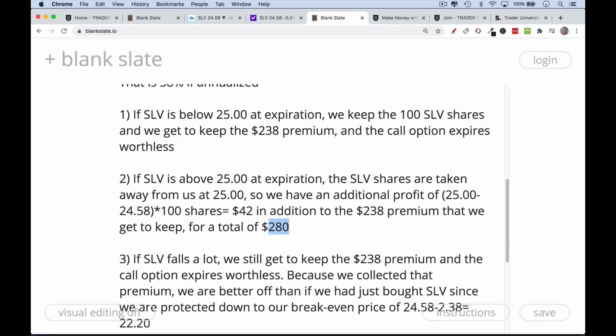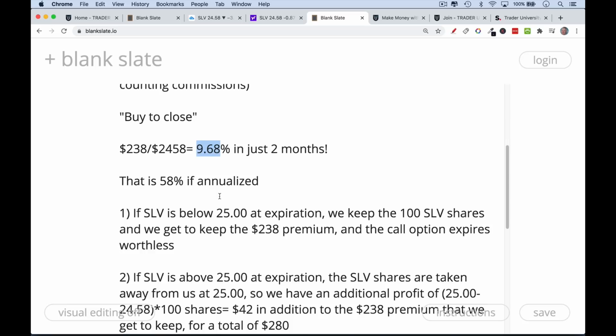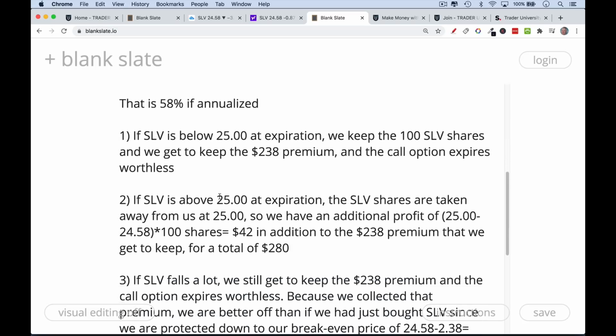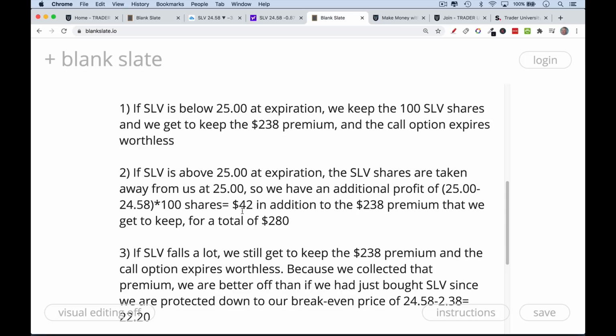So a total of $280, which puts us a lot closer to 10% rather than 9.68%. Now, in that case, the call disappears as well. Basically, the shares are taken away from us, and we end up with cash in our account. We just have another $238 than we had when we first put the trade on.